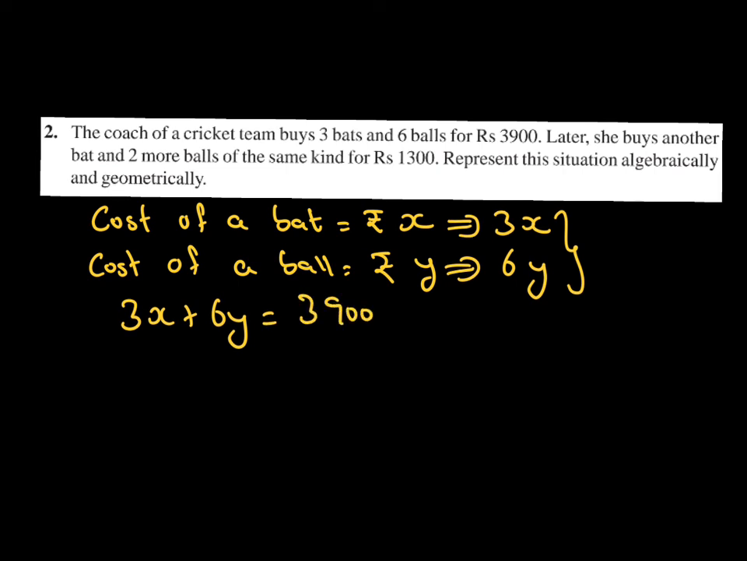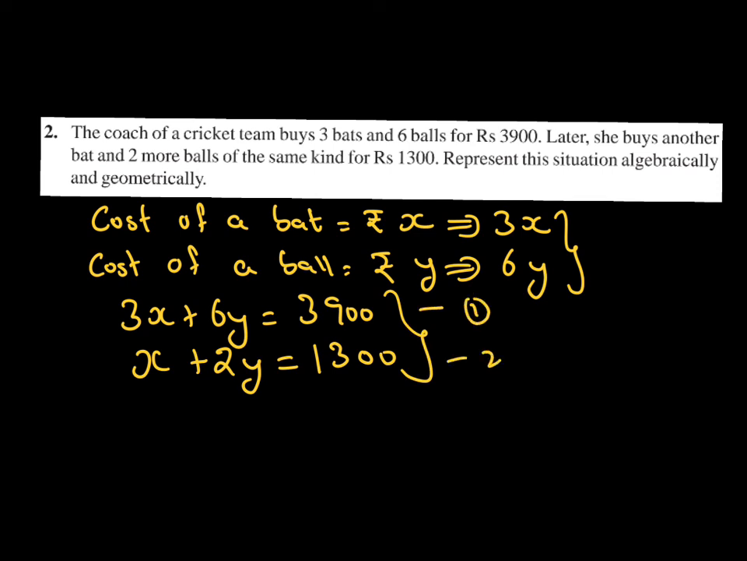Now the second part of the problem: she buys another bat, meaning 1 bat, and 2 more balls of the same kind for 1,300 rupees. So 1 bat and 2 more balls, so 2y. The cost of those two is 1,300 rupees. So we have two linear equations over here, which can be represented graphically.